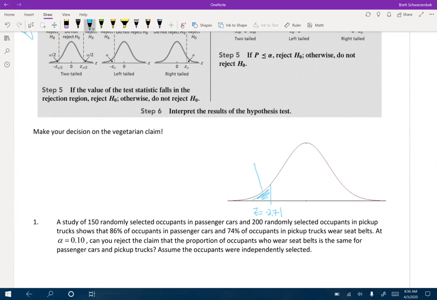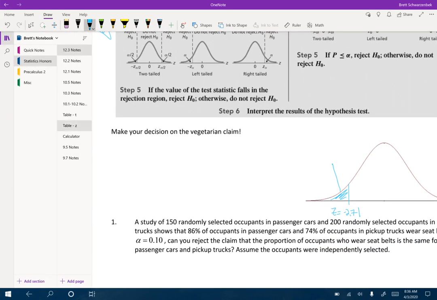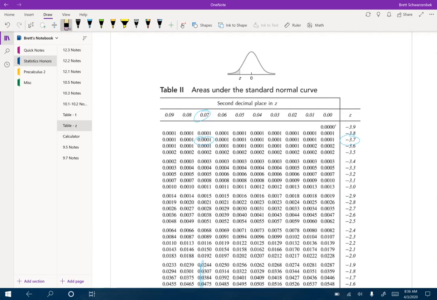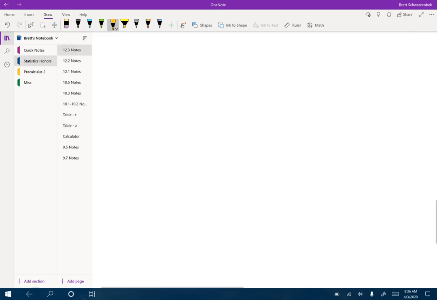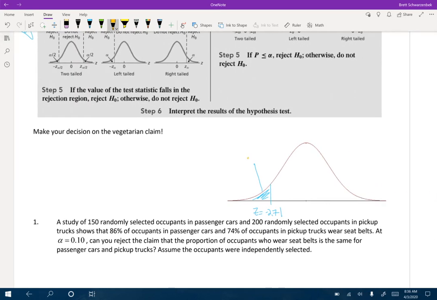So we can look up negative 2.71 in our z table. So let me get rid of old stuff here. Negative 2.71 is going to be here and here. If we go and meet in the middle to figure out this value, it looks like we're going to end up with 0.0034 as our value.